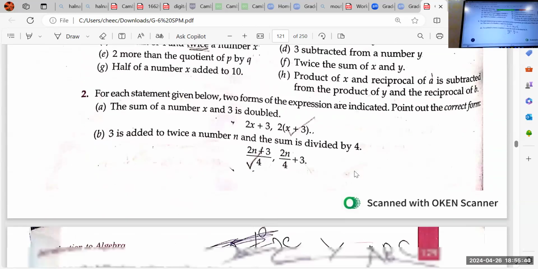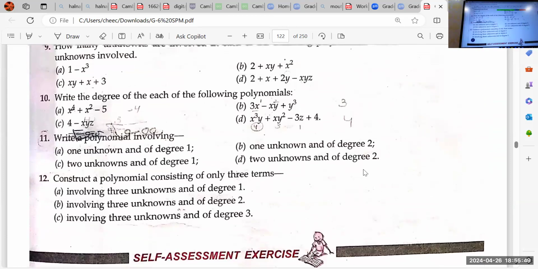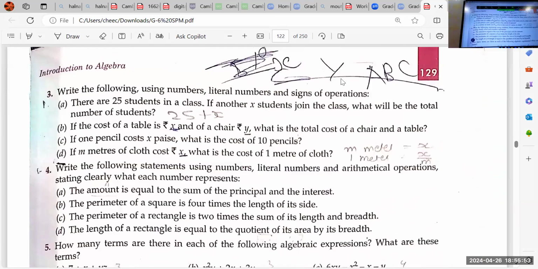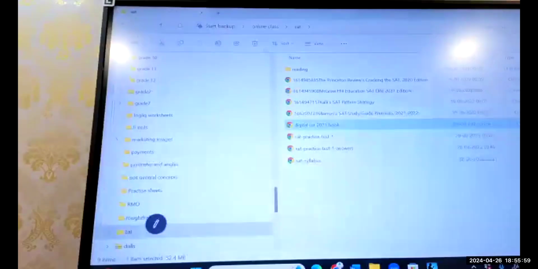Should we study degree today or no? What is degree? So let me do like terms also. Sir, when will we start like terms? We'll do the revision. One second.